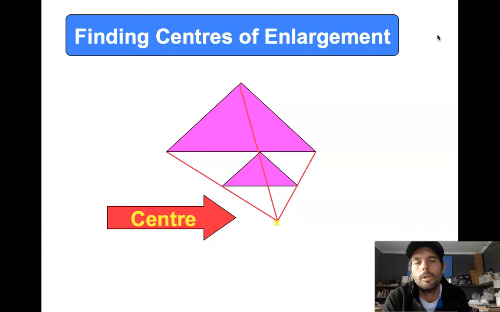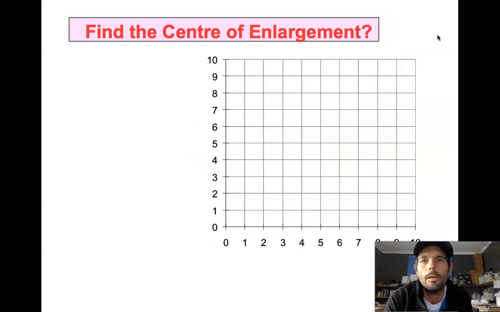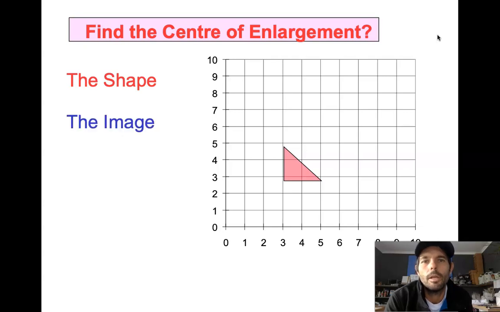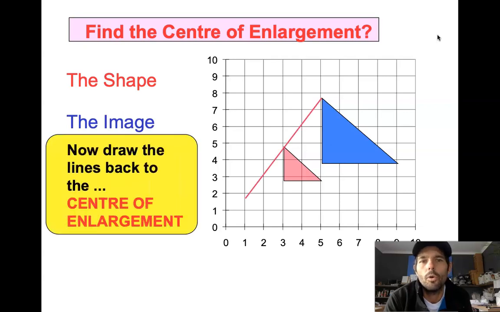Okay, so here we're going to work backwards. So here perhaps they give you both images, the smaller and enlarged image, and now they want you to find the center of enlargement. So you're quite correct in saying that we would simply just work backwards. Okay, so now if I ask you to find the center of enlargement, they give us the shape, they give us the image, and now it's just a case of drawing lines backwards to find the center of enlargement.